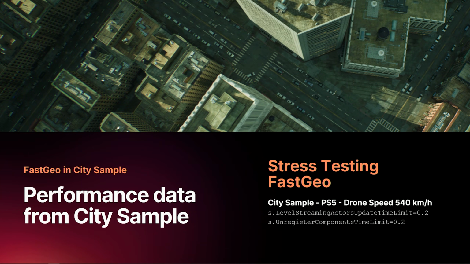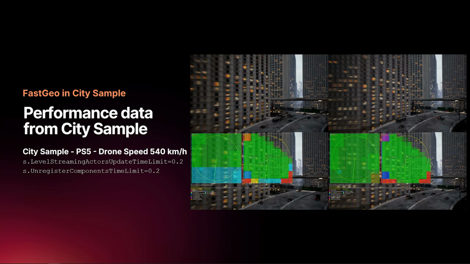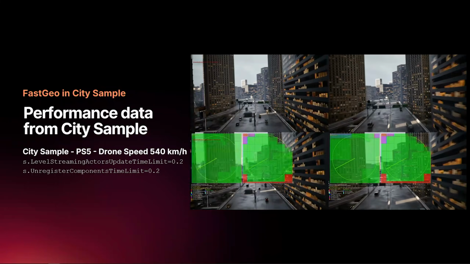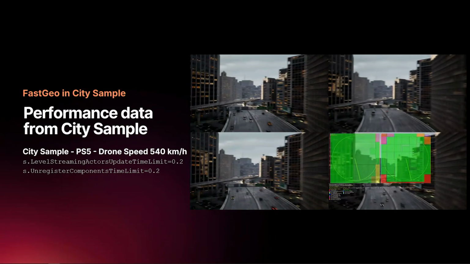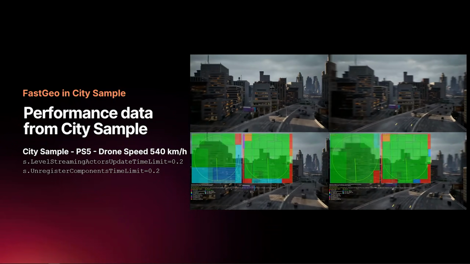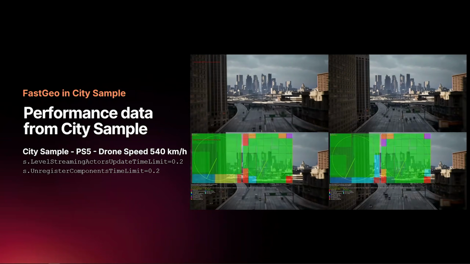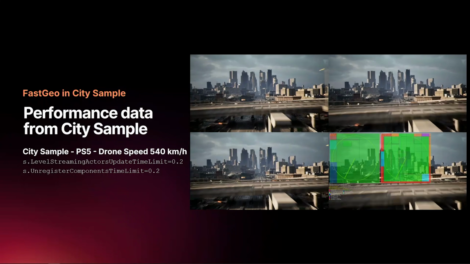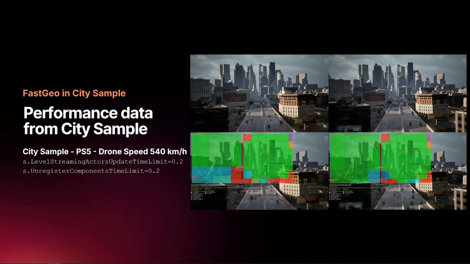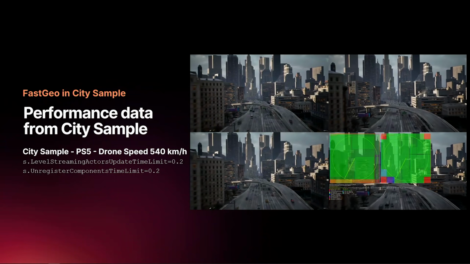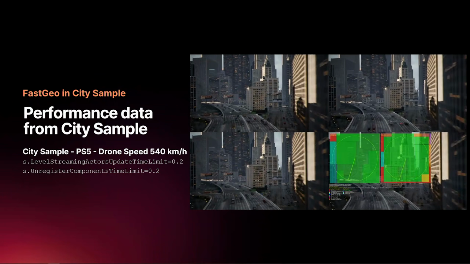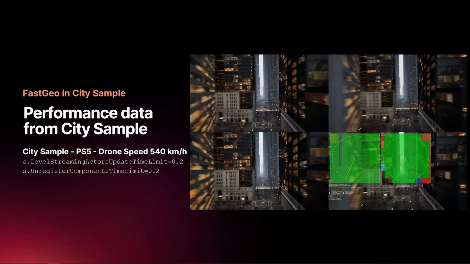We then extended the test further by increasing the drone speed to 540 kilometers per hour while maintaining a very tight budget of just 0.2 milliseconds for add to world and remove from world. In this test, the drone acts as a spherical streaming source and blocks on slow loading. What you see on the left is the result without Fast Geo. The game can keep up and pauses while streaming catches up. On the right, with Fast Geo enabled, streaming stays ahead of the game, keeping everything smooth and uninterrupted.